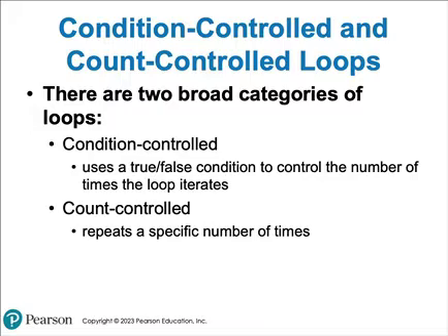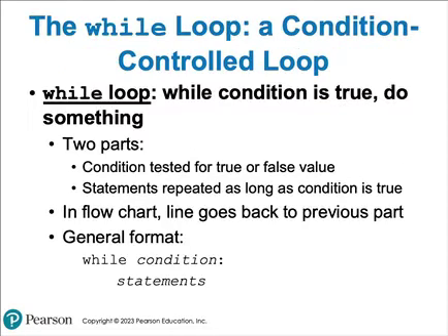Now, a condition controlled loop has a condition, which we should know from last chapter will evaluate to true or false. So basically we're saying keep doing this loop while the condition is true. And then presumably at some point in time that condition will become false, and we would terminate the loop at that point. So the condition controlled loop that we're going to talk about is the while loop. So while the condition is true, do something.